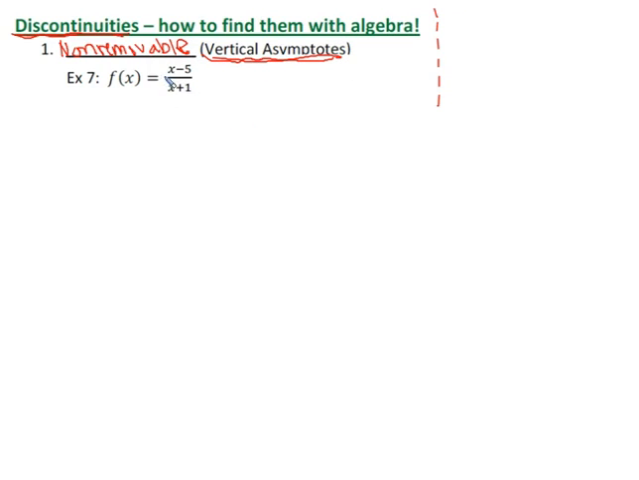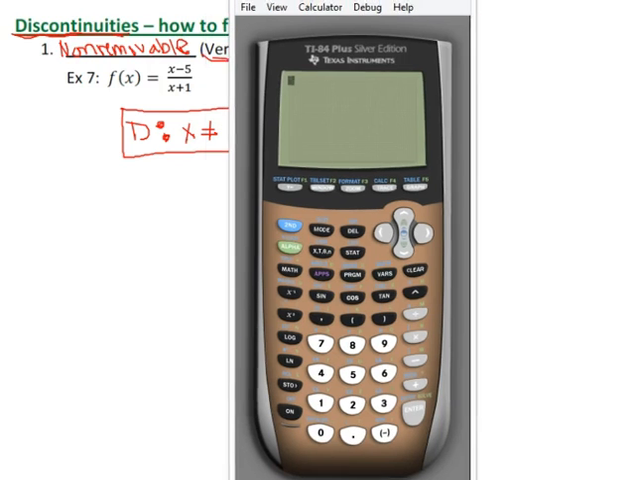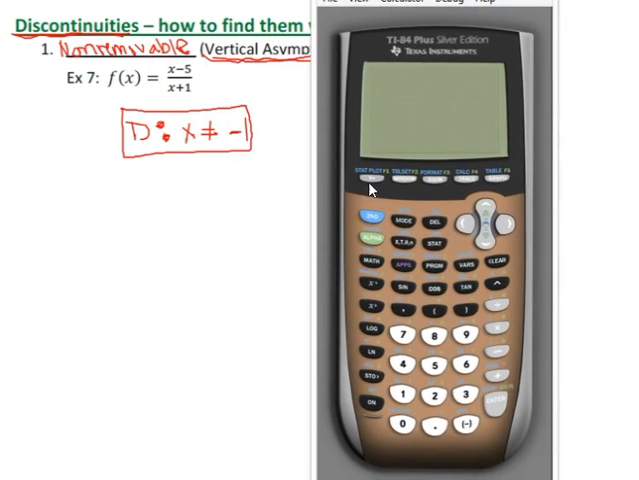Now if you take a look at number 7 here, it is the exact same problem we did on number 1 on your paper, if you want to reference that. And the domain value that we found was that x cannot equal -1. Okay, when we set that denominator equal to 0 and we solved, this was the particular x value that did not work. Okay, so if we look at our graph, maybe we'll graph it to see what's going on here.